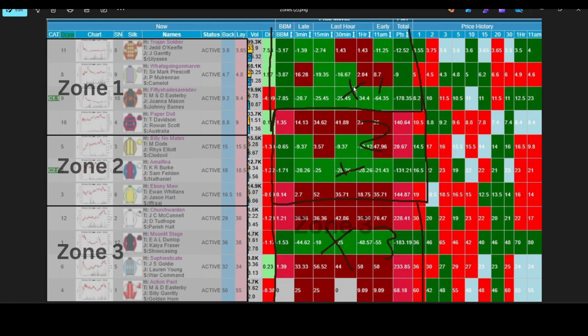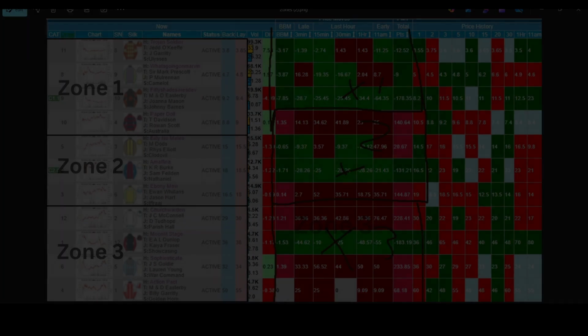In this example, which is not that common, we've got 1 in each of the 3 zones. So what we'll be doing is we're backing all 3 of those horses in a race, and that is the most that you're ever going to back in a race. The next thing to explain in this video is that the stake we place is going to be relevant to the odds. So let's move on to that.